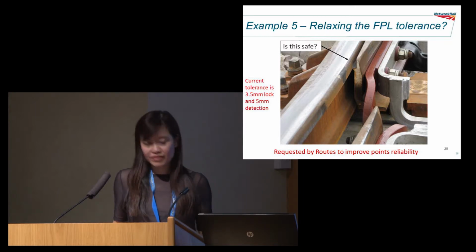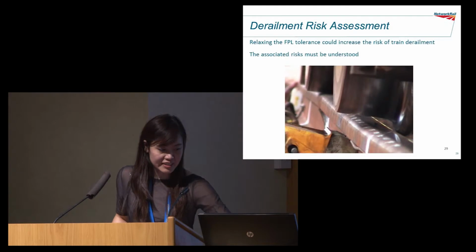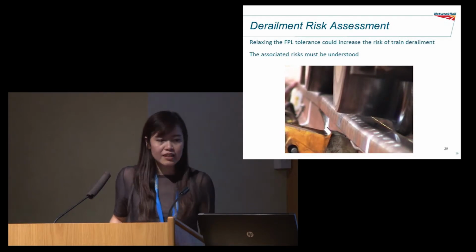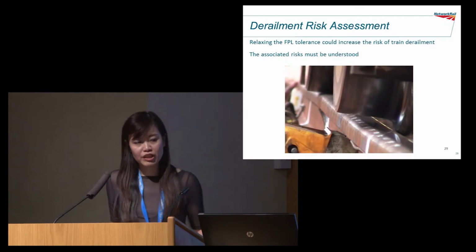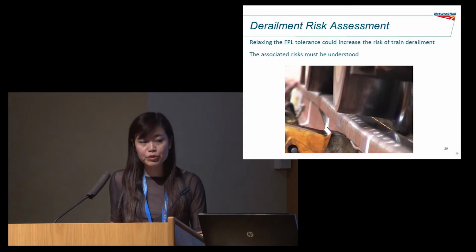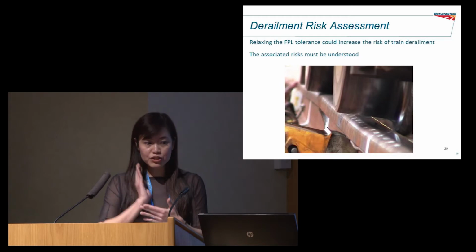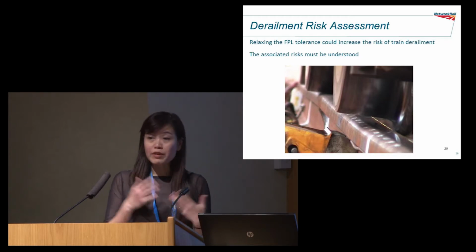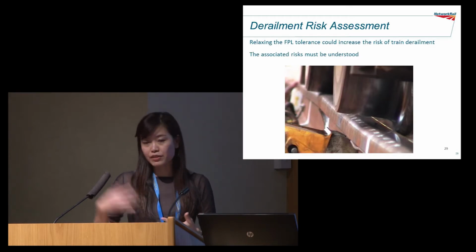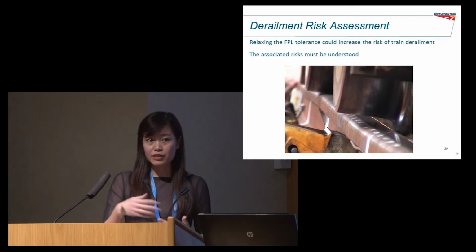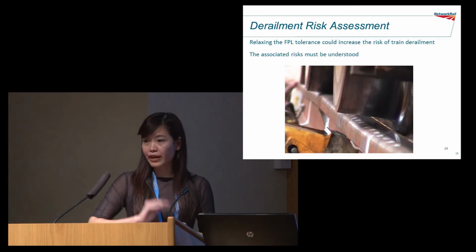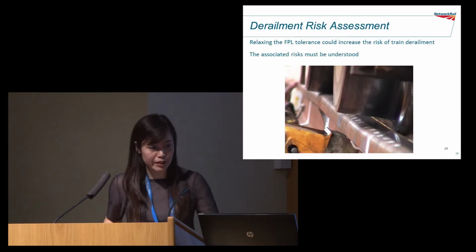So I did some wheel-rail interface analysis, because this is an important issue. Relaxing the FPL tolerance could increase the risk of train derailment, because the train wheel might strike the switch. It might not climb immediately, but the rest of the train might climb because the switch is being flattened and creates a running table for it to run up.